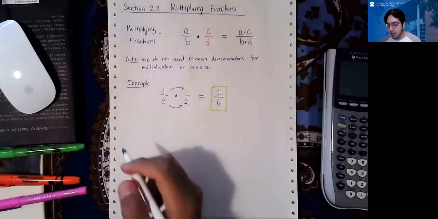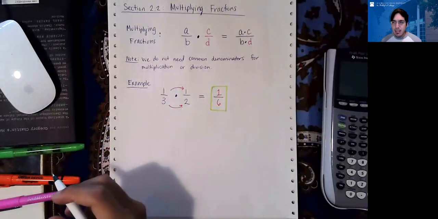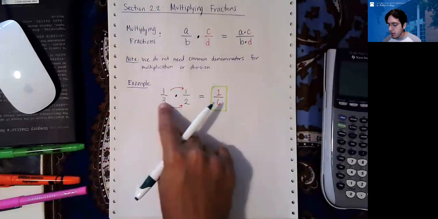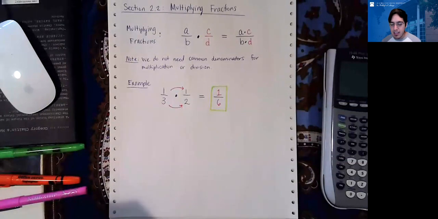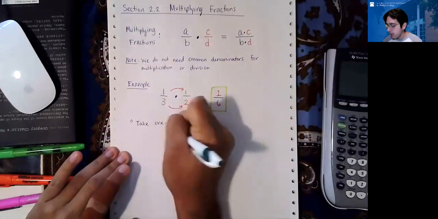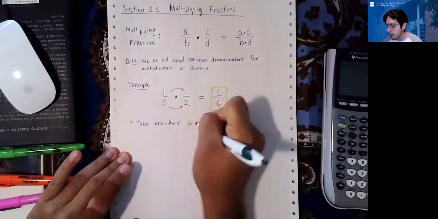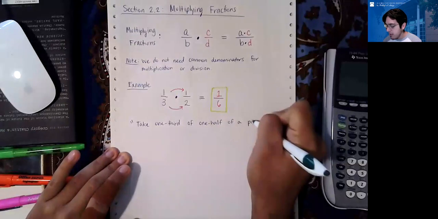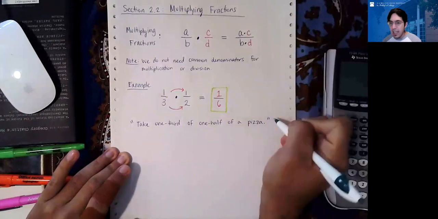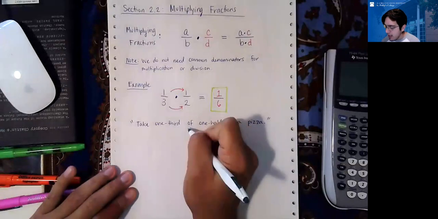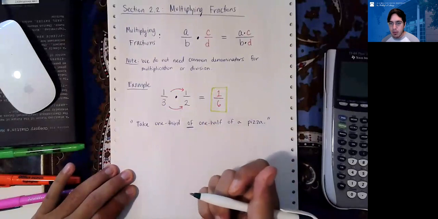Okay. But I will say, you could think about this verbally, linguistically. If we were to talk about multiplying 1/3 times 1/2, you could think of that as like, take 1/3 of 1/2 of a pizza. And ask yourself, how big is this slice? Right? So if we did that, the word "of" here is implying that we're multiplying.